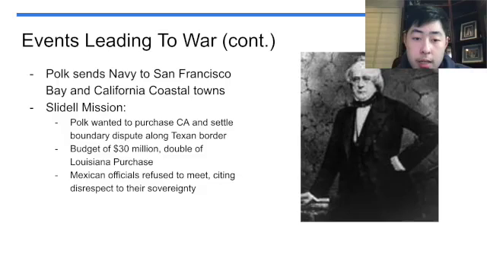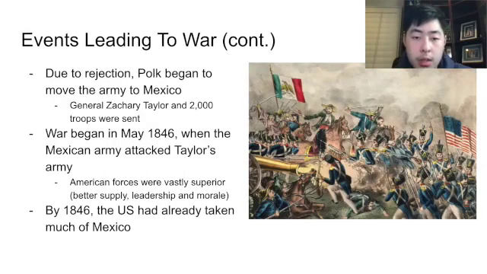Polk then sent a secret diplomatic squad called the Slidell Mission to buy California and New Mexico with a budget of $30 million in total. However, this move failed as Mexican officials viewed this action as disrespectful and refused to meet with them. Because of this rejection, Polk decided to speed things up and began to move the army to Mexico. General Zachary Taylor and 2,000 troops were sent to the land from the Nueces River to the Rio Grande.